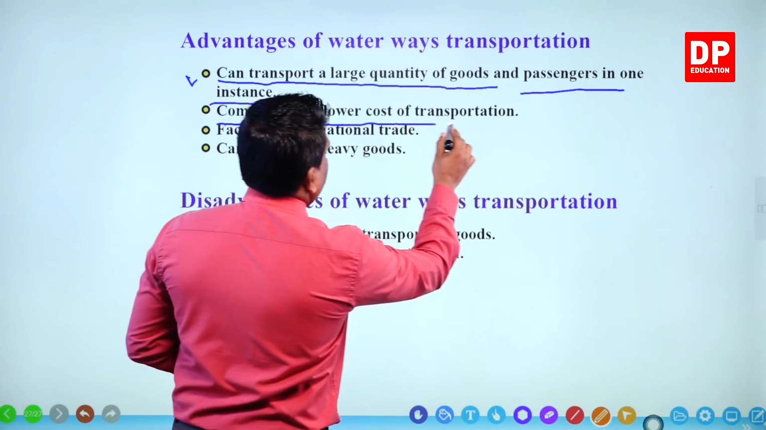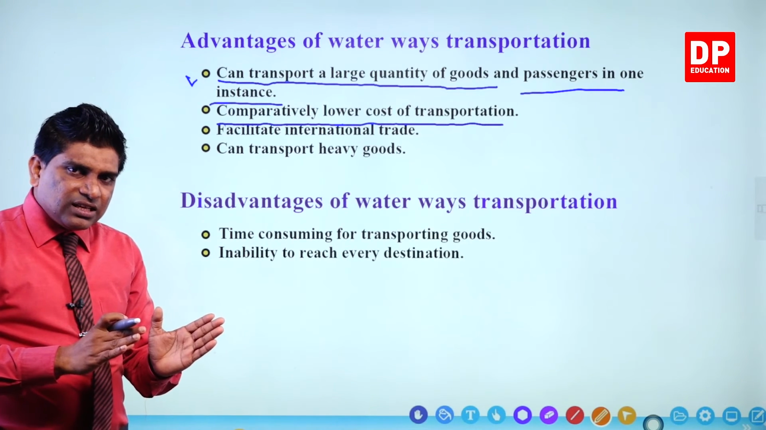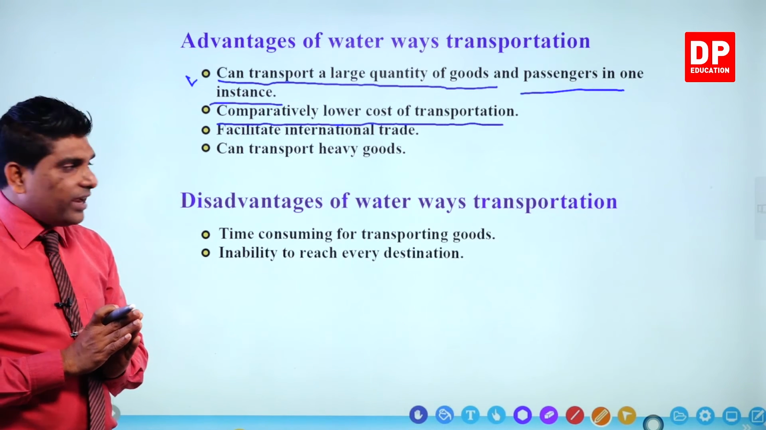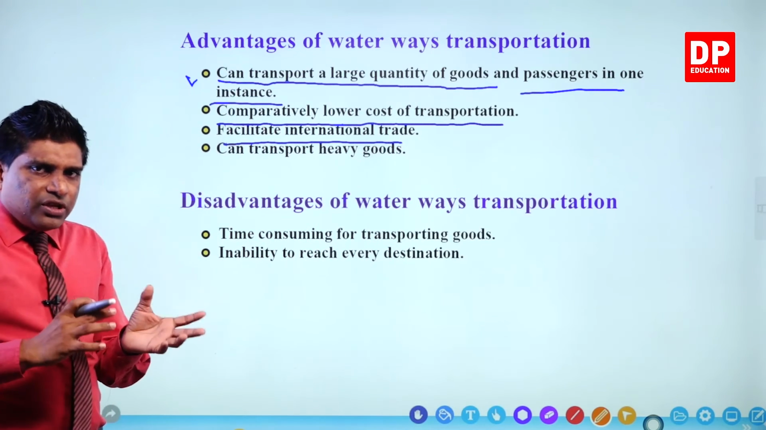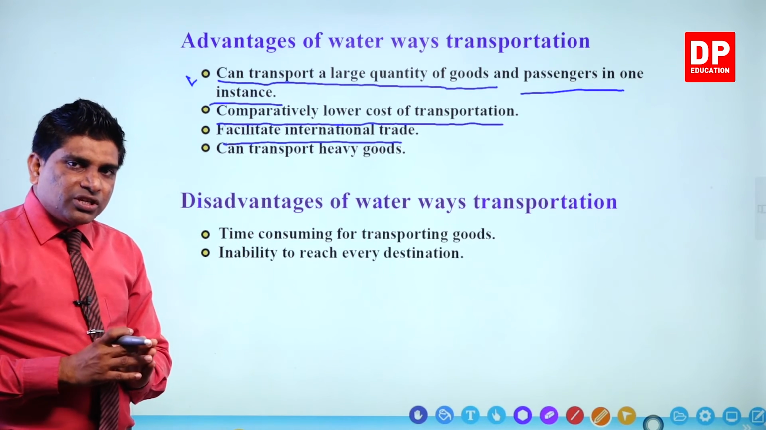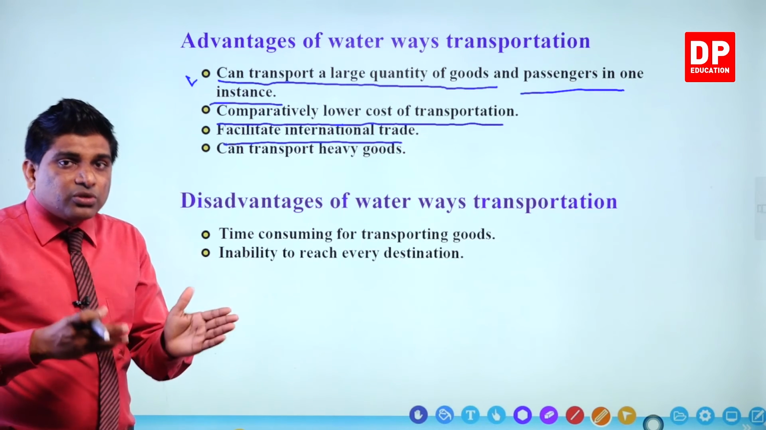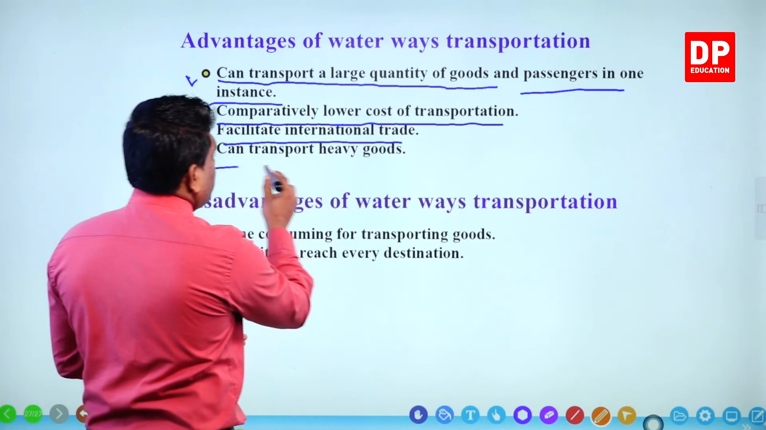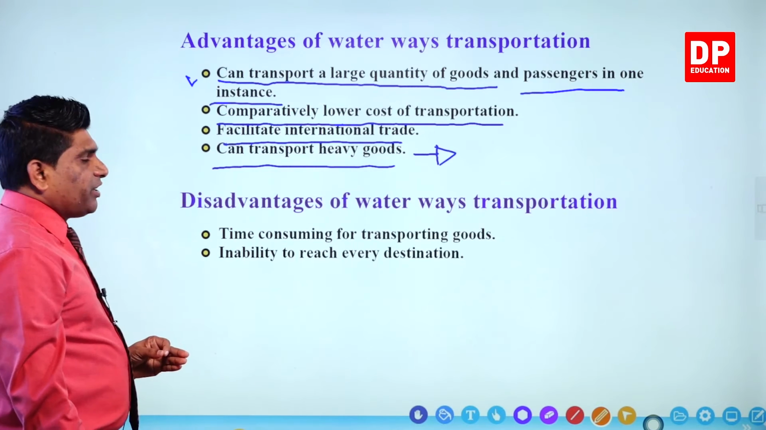Comparatively lower cost of transportation. When you compare with other transportation ways, here cost is very low, right? Facilitate international trade, right? Normally we use mostly waterway transportation to import goods from other countries and to export our goods to the other countries, right? Can transport heavy goods. I explained it before. What are the advantages of waterway transportation?